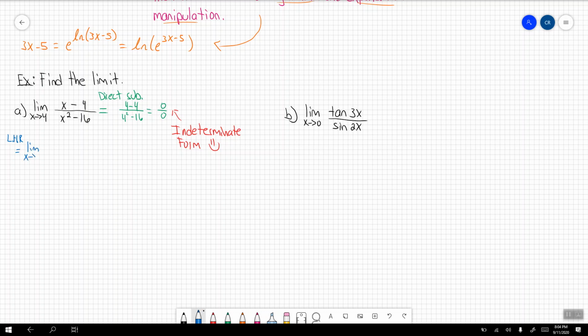So L'Hopital's rule then says, well, we have an indeterminate form, awesome, so we can take the derivative of the numerator. The derivative of the numerator with respect to x is just going to be 1. The derivative of the denominator with respect to x is just going to be 2x. And we can evaluate at this point, the limit as x is approaching 4, for 1 divided by 2 times 4.